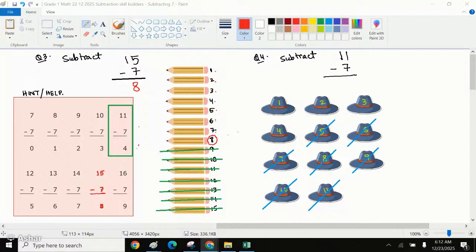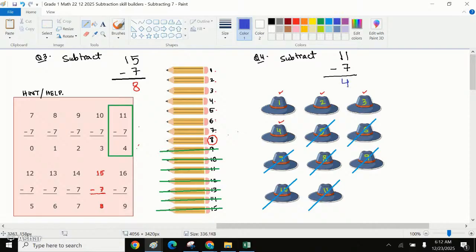What about this? 11 minus 7. How many caps are we left with? Can we count the numbers? We can count them, right? We have 1, we have 2, we have 3, and we have 4. That means 11 minus 7 is 4 as an answer.